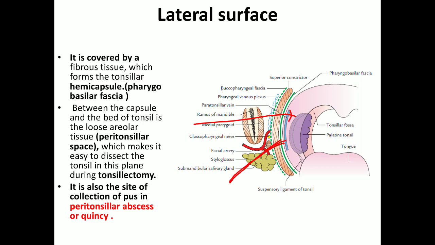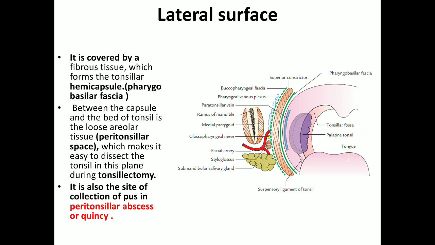and this space is forming the plane of dissection or the plane of surgery during tonsillectomy. But during tonsillectomy, as the vein is here, there are chances of hemorrhage through this vein. And if the pus gets collected in this space, that is called peritonsillar space abscess, peritonsillar abscess or quinsy. So, the lateral surface is covered by a capsule that is present only on the lateral surface.